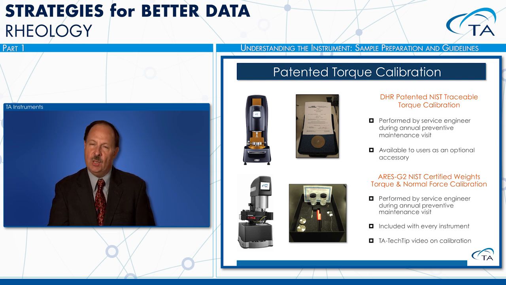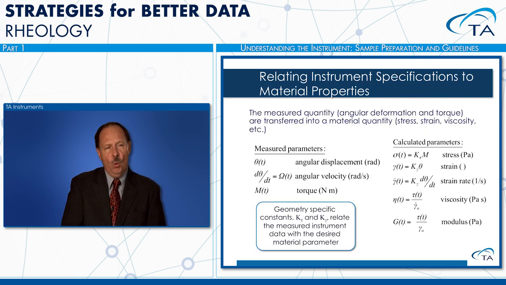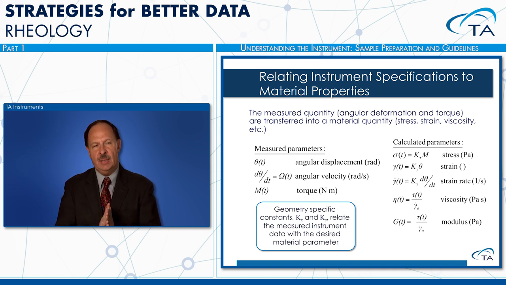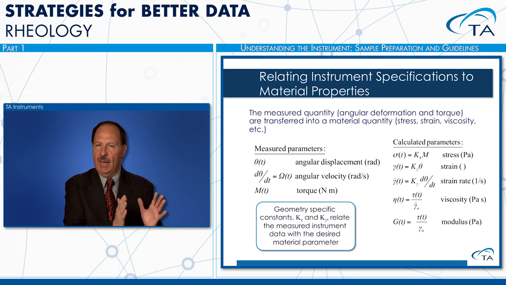And within this kit, you will get polydimethyl siloxane, and you'll get a standard fluid that you could run on your instrument to make sure that you're getting the proper data. Okay, so we've talked about the machine parameters that we have on the different rheometers, and the goal of what we're going to do is we want to transfer the machine parameters into rheological parameters. We want to get data that are useful to a rheologist.